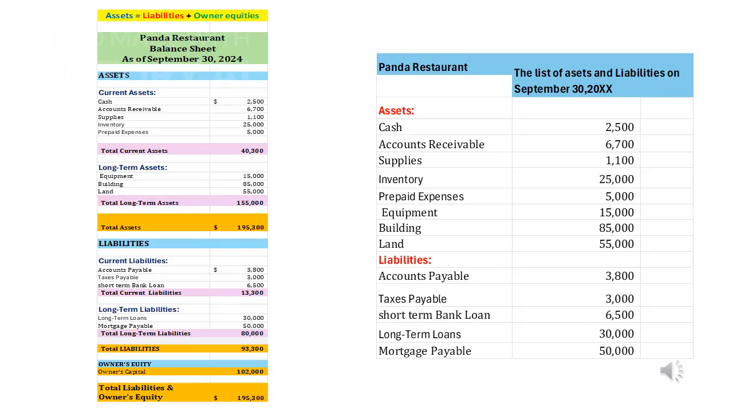Let's take a closer look at the detailed list of assets and liabilities for Panda Restaurant. This breakdown helps us understand the specific components that make up the balance sheet.